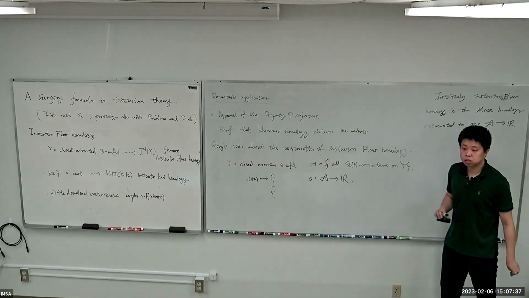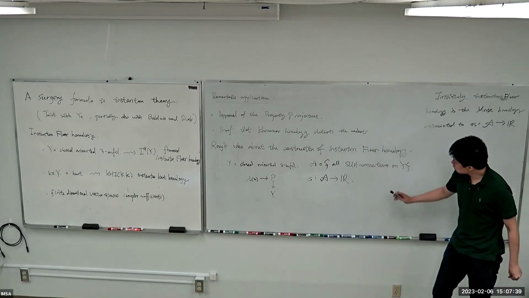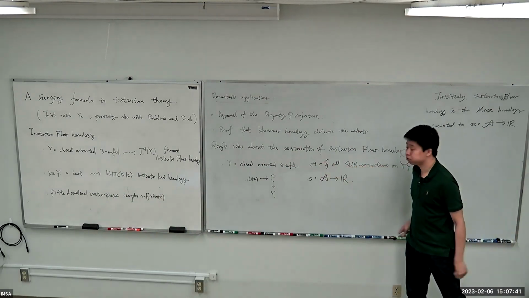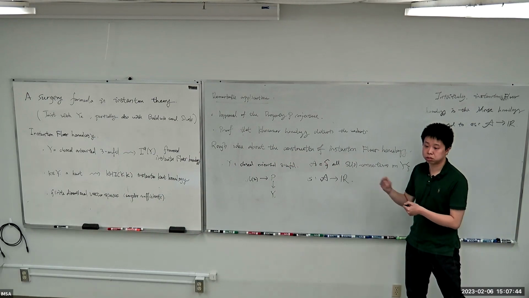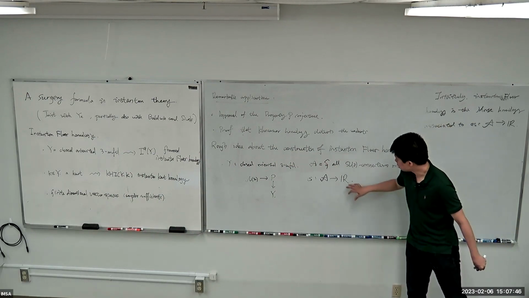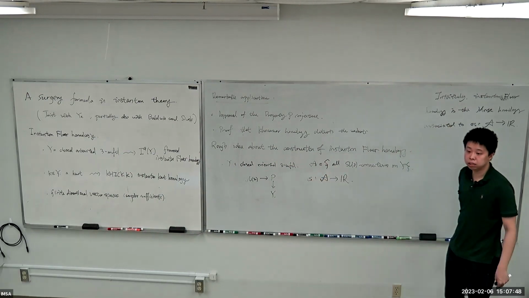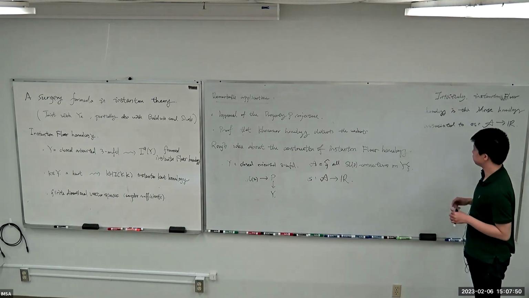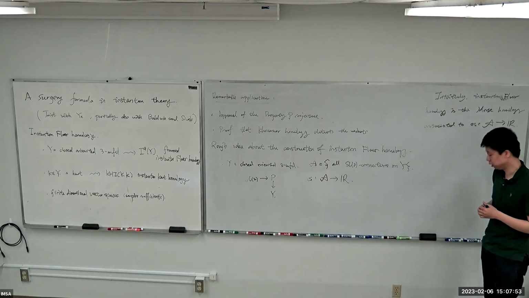Is A a manifold? Well, it's not a manifold. It is infinite dimensional, and it's an affine space over some bundles over our base manifold Y. So this is an infinite dimensional setup for Morse theory.